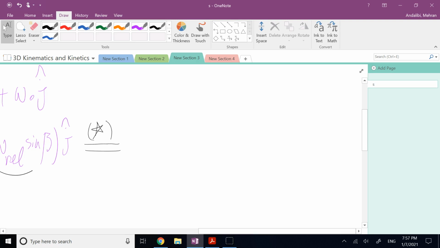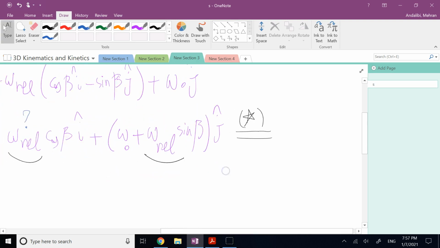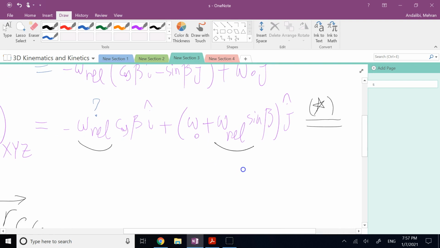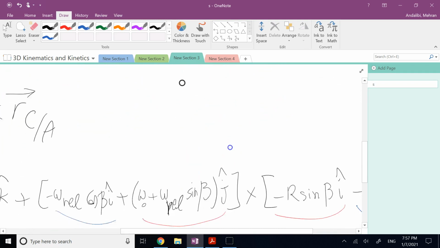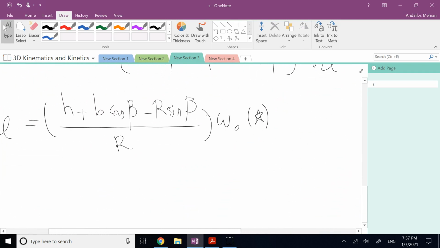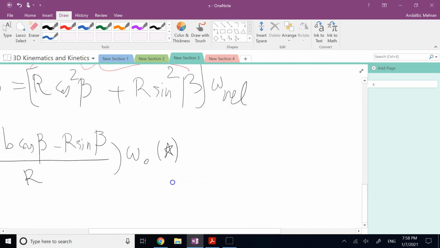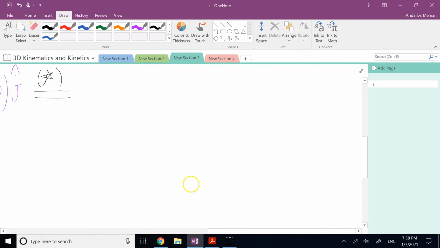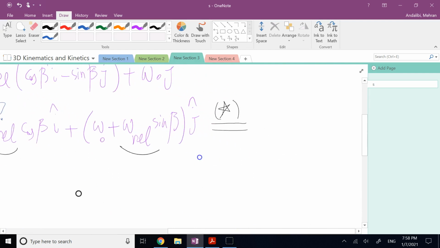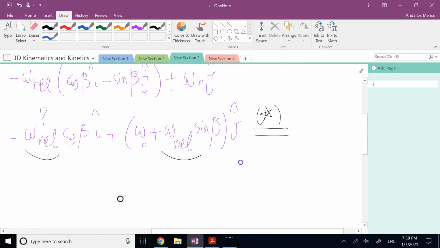It is going to be a big thing, but I can do it if you want. So omega relative cosine beta, it's going to be all in terms of omega naught. So h plus b cosine beta. Okay, maybe that's not the best idea to replace it, but that's fine.